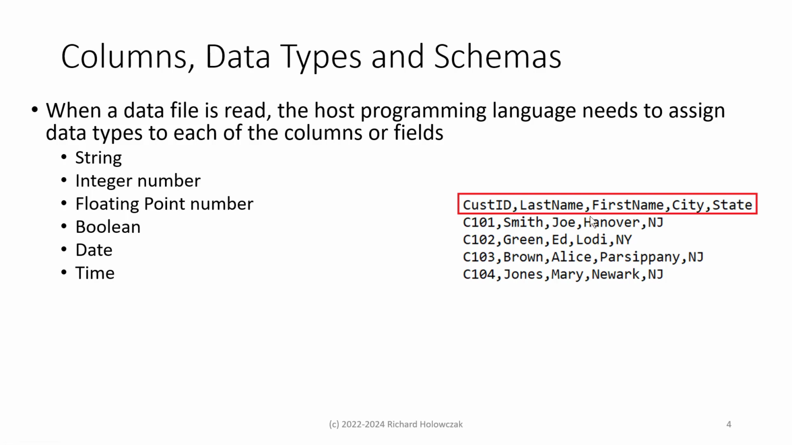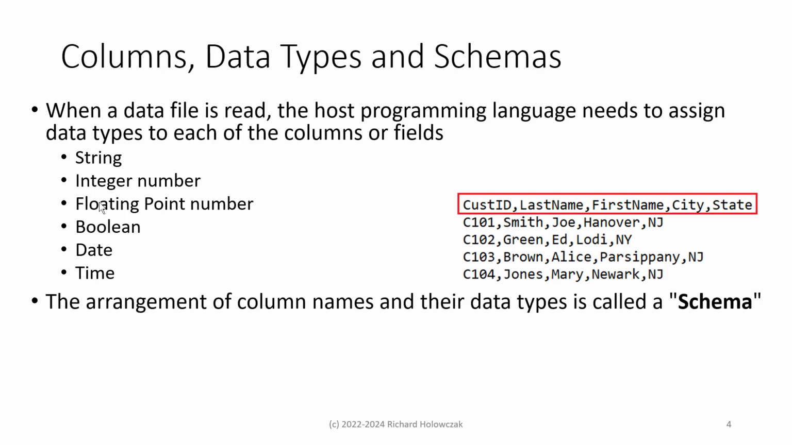We don't know. So we need to be able to assign a particular data type to each column of our data. And the typical data types we use are some type of a string, which can contain letters and numbers, an integer number, a floating point number, a Boolean, which might be true or false, or a 1 or a 0, and maybe a date or a time or some combination of date and time. The arrangement of the column names and their data types is called a schema.